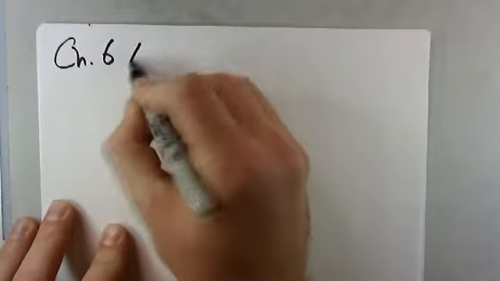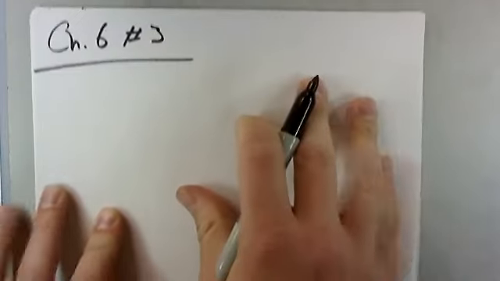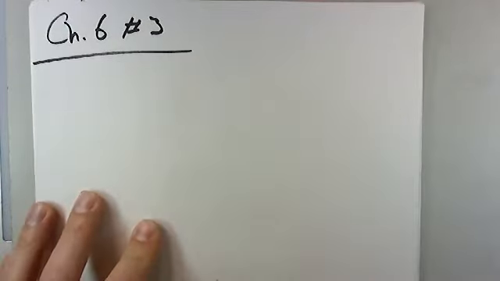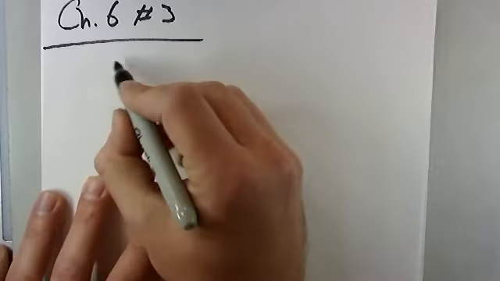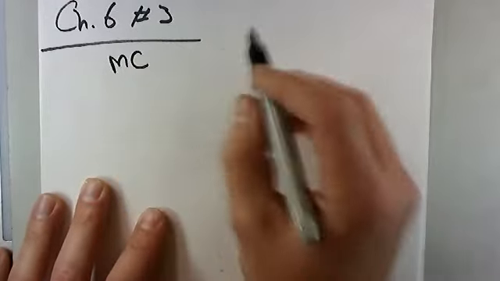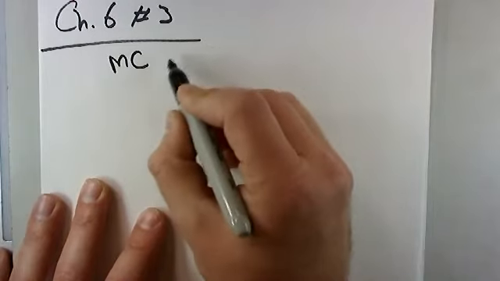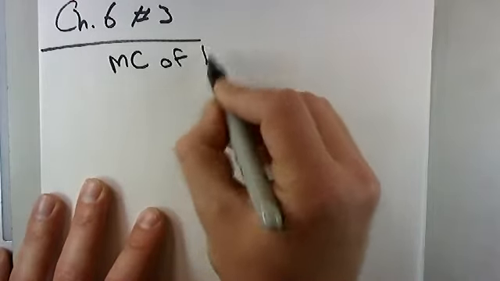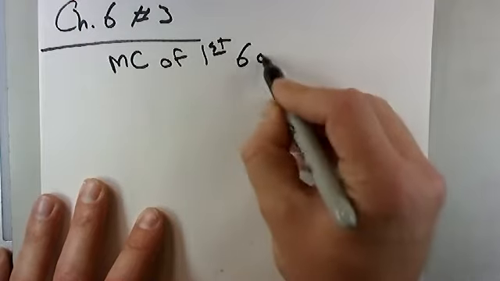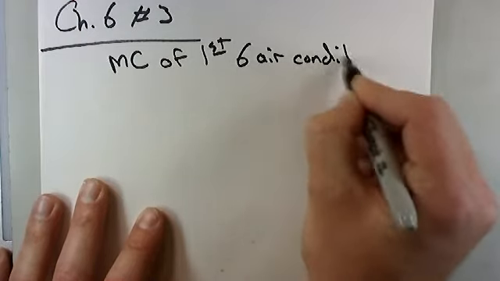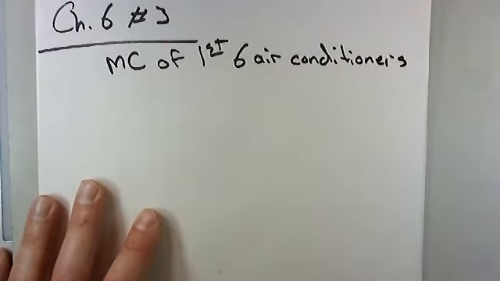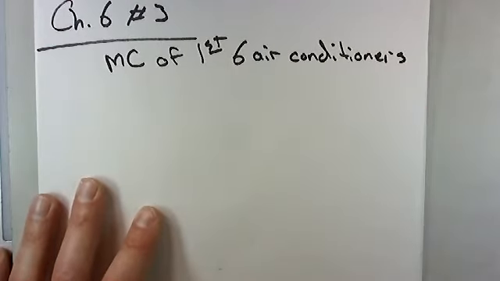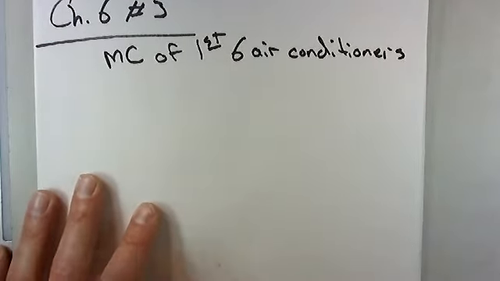This is chapter 6, number 3. So we're told the marginal cost of the first 6 air conditioners produced each day is less than 120. So let's write that down. The marginal cost of the first 6 air conditioners. Oh, sorry. That's the solution. Okay, let's go to the actual problem. Ignore that.